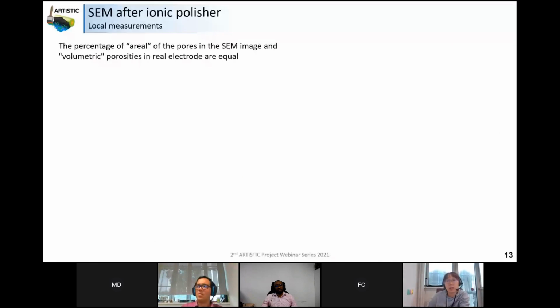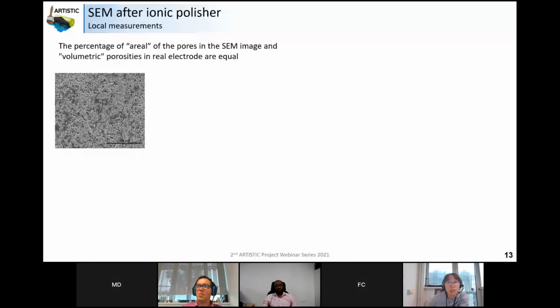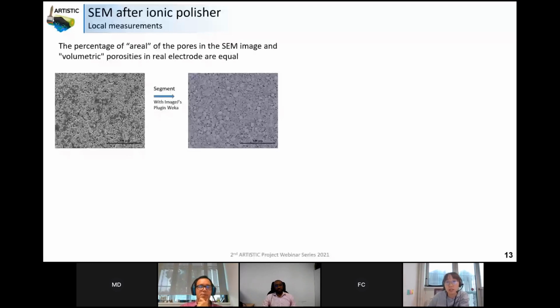The percentage of the area of the pore in the SEM image and the volumetric porosity in the real electrode are considered to be equal. So we took an SEM image like this, and then we used the Fiji plugin, the Trainable Weka Segmentation, to segment the image into two different phases: the pore phase and the active material and CBD phase.